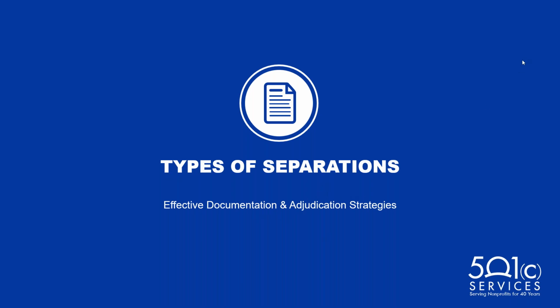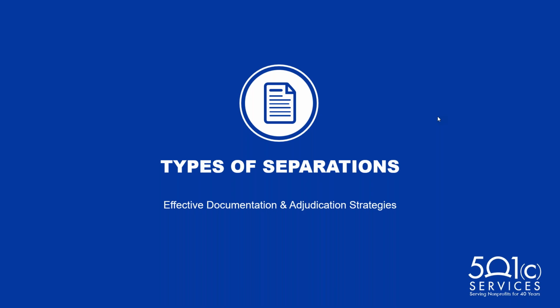All right, so next we're going to talk about the different types of separations. We're going to get into some effective documentation and adjudication strategies. I will tell you that unemployment is very gray. It's not black and white by any means. Each situation is going to be a little bit different. And the goal behind this section of the presentation, we call it winning the claim before it's filed.